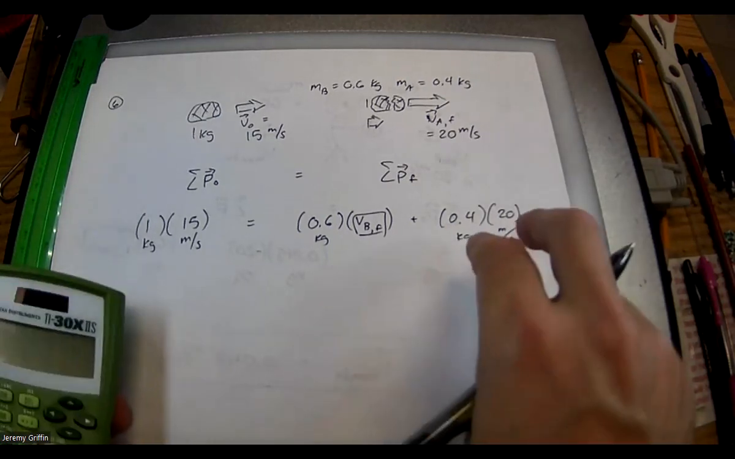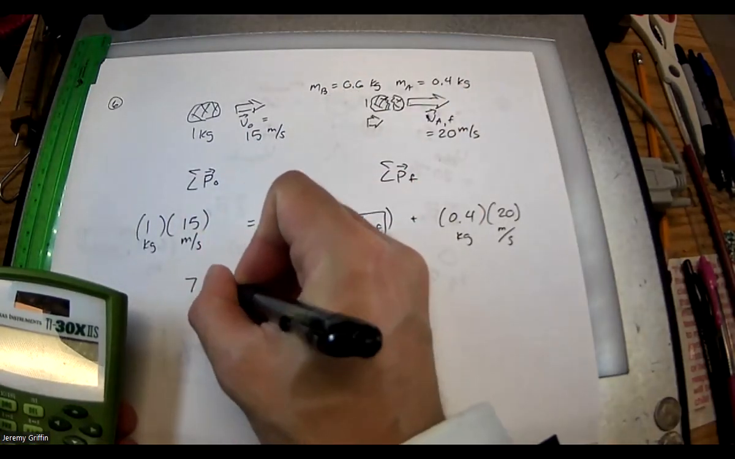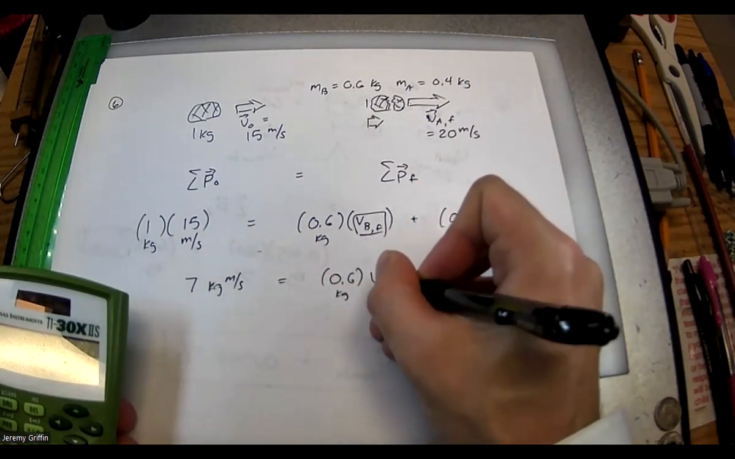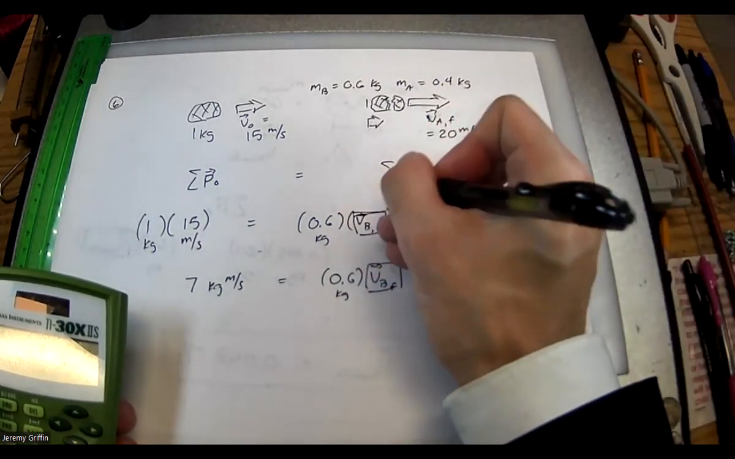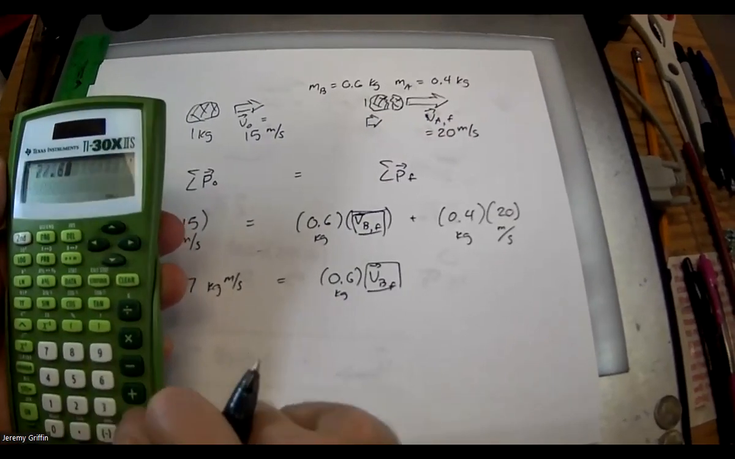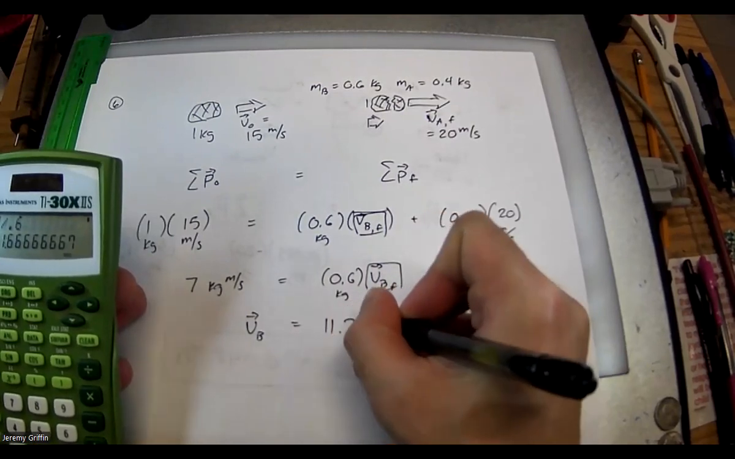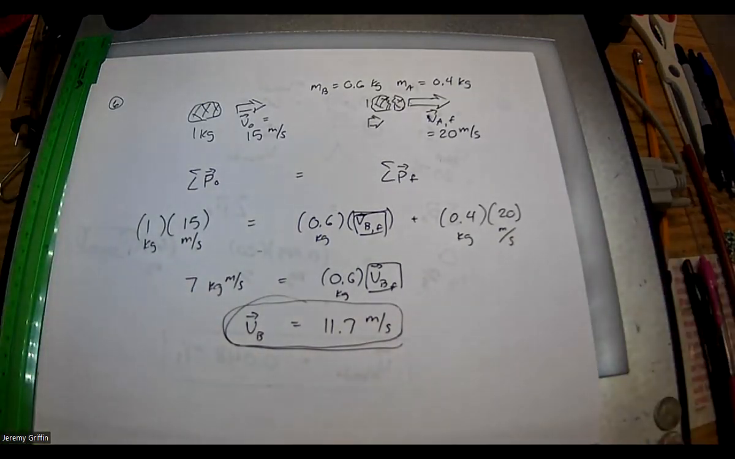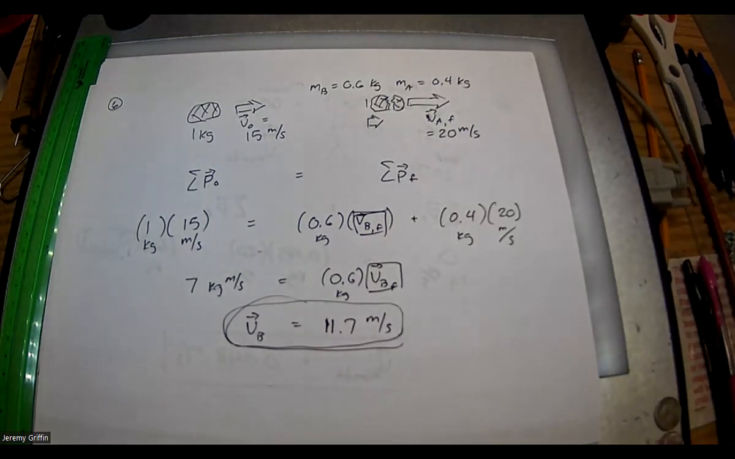Now, I can subtract over, and get 7 kilogram meters per second equal to 0.6 kilograms times v final. I'm getting about 11.7 meters per second. So my grenade still happens to have all the parts going to the right, but just kind of slowed down. Is that okay?